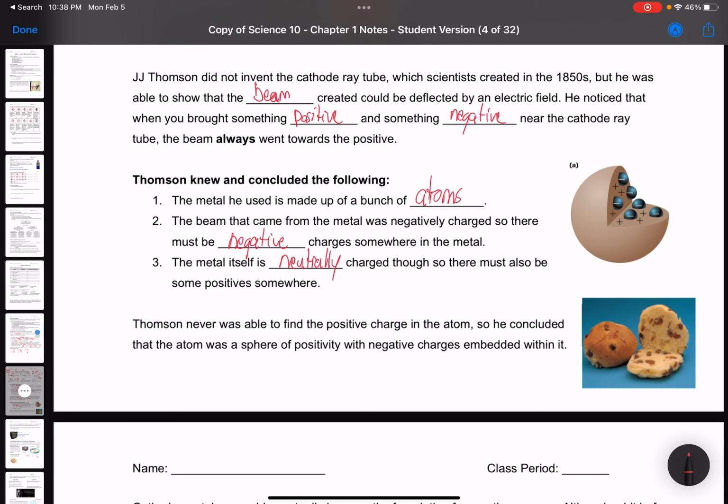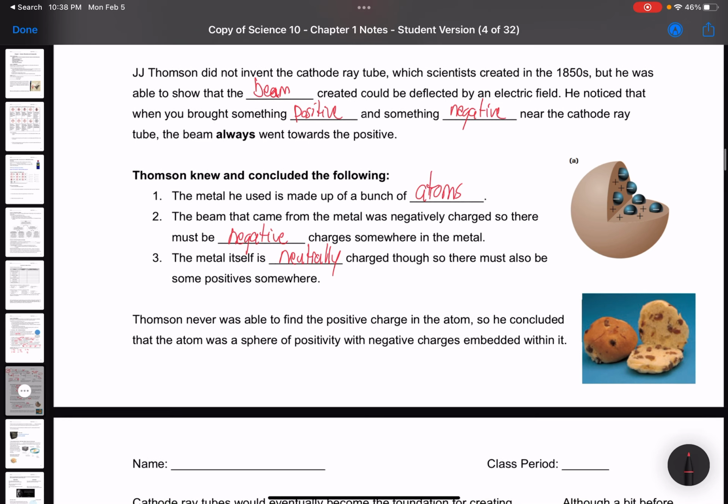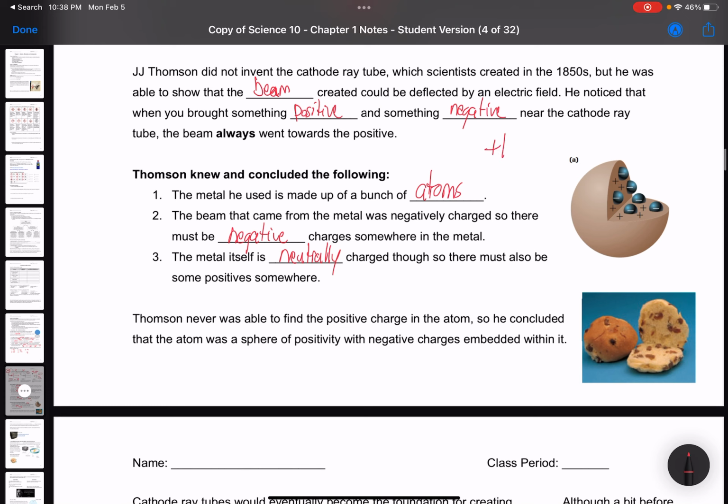Okay, so if he knew there was a negative charge, but the metal itself wasn't negatively charged, he thought, well, let's talk about adding integers for a second. Positive 1 plus negative 1 equals 0, or neutral. So he said, if I know this exists, and I know that overall the metal's neutral, then this must also exist somewhere. He just didn't know what it was.